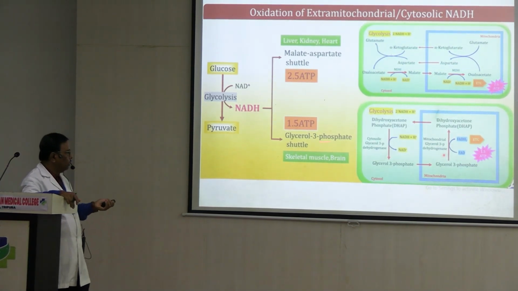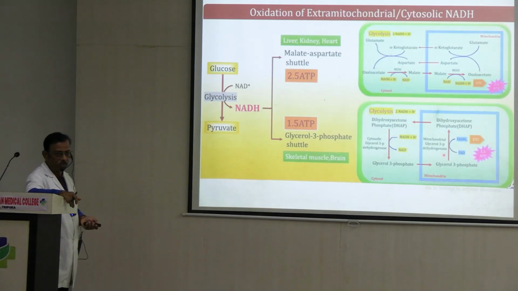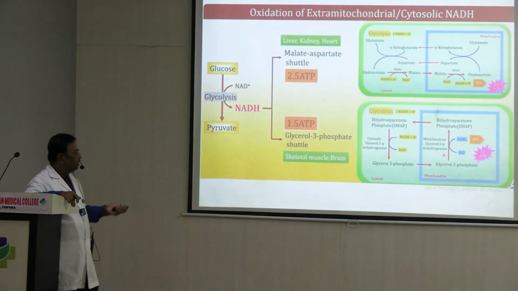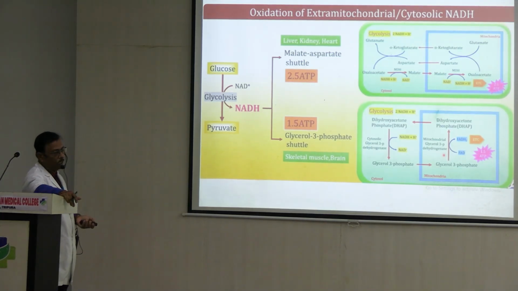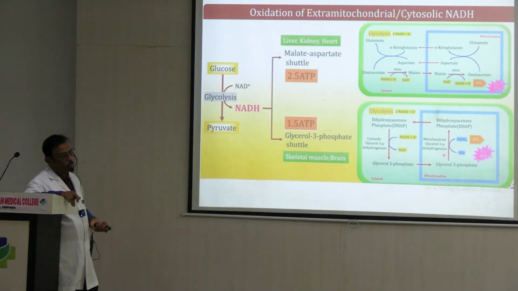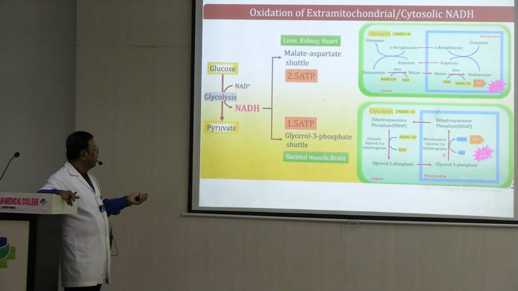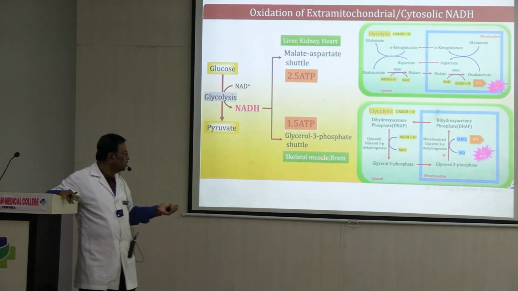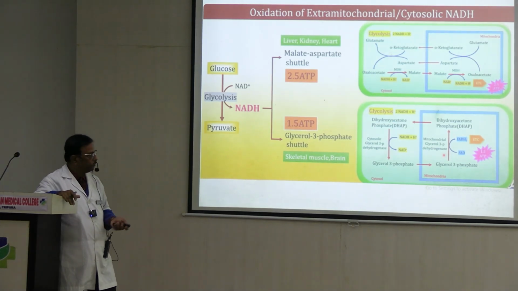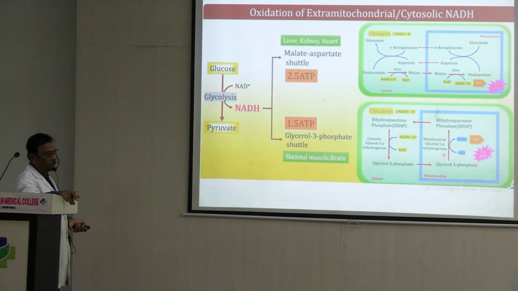So this is the loss of this system, but because tissues like skeletal muscle, brain and other tissues other than liver, kidney and heart use this system, we have to accept it. We have NADH in the cytosol, but in the mitochondrial matrix, using this shuttle, we are getting only FADH2. So these two shuttle systems are very important.